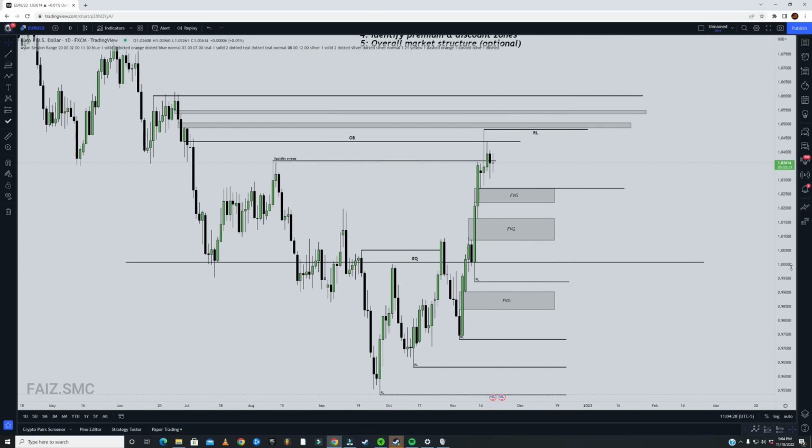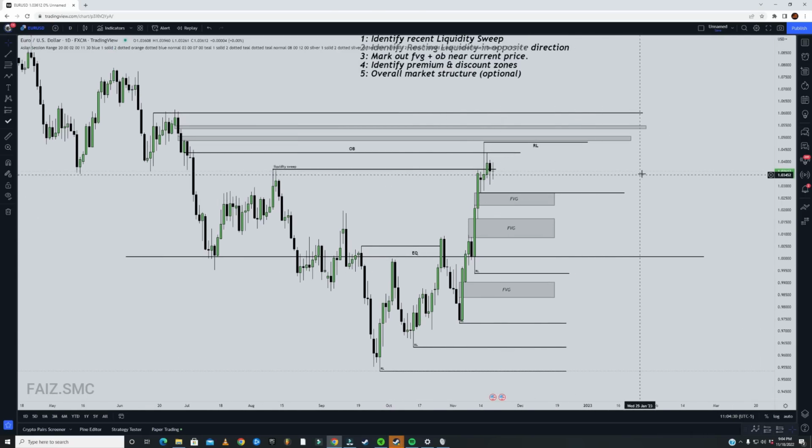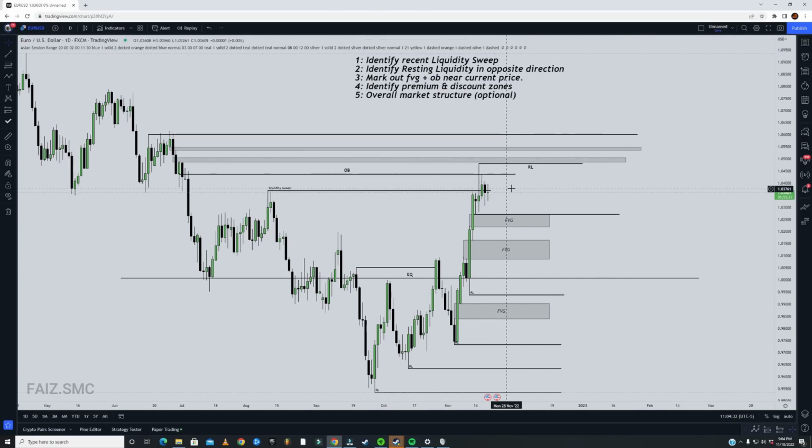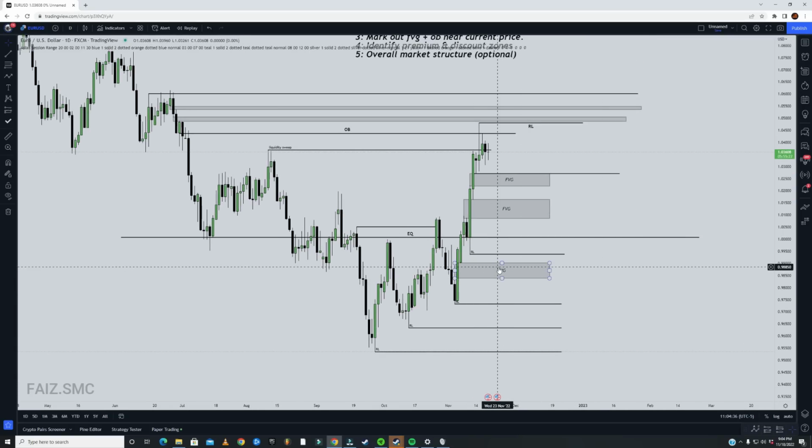So I hope this was clear, and you only take your entries. Let's say price comes back into this fair value gap, right? Then you will be looking for my trading patterns that I teach in my course and on YouTube. And right now you can short Euro USD according to me.